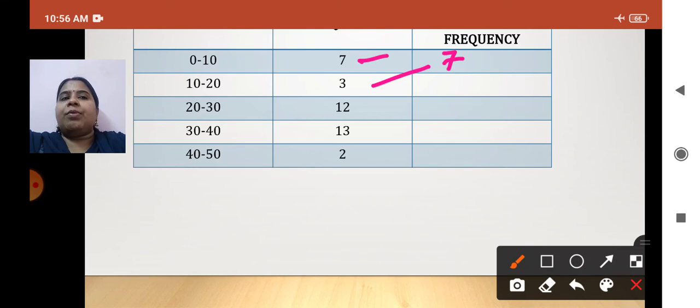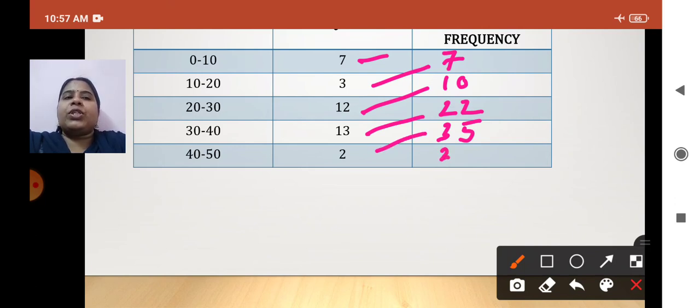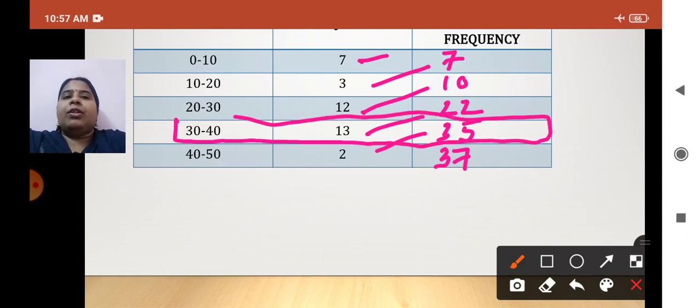It is less than type. 7 plus 3 is 10. Now add this. 10 plus 12 is 22. Add this way. 22 plus 13 is 35. And then 35 plus 2 is 37. Now once we have added, we will go back to what is asked. They are asking us the cumulative frequency of the class 30 to 40. So when I see here in the table, the cumulative frequency of the class 30 to 40 is 35. So out of all the options, which one is the correct one? Option 35.